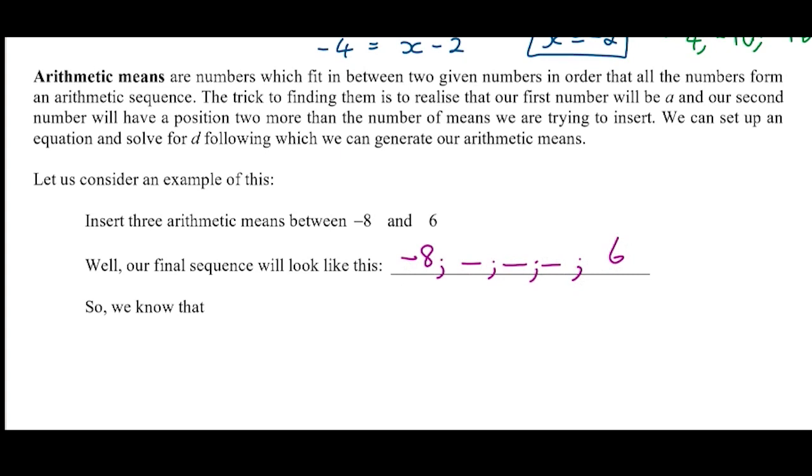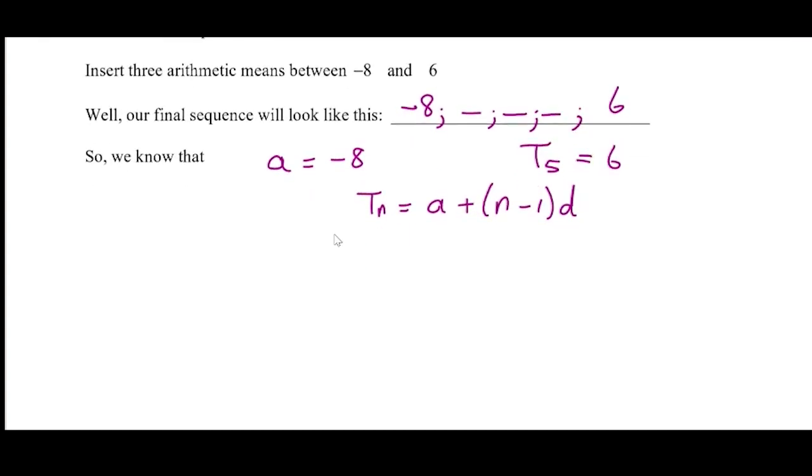Now, if we've got this, we know that a is our first term. And in fact, 1, 2, 3, 4, 5, our fifth term is 6. Remember our formula? Tn equals a plus n minus 1 lots of d. What I would like to find out is what is the common difference? Because if I know the common difference, then I can fill in these missing terms.